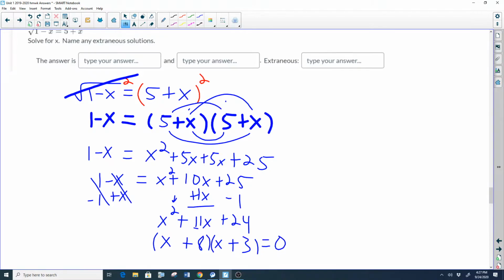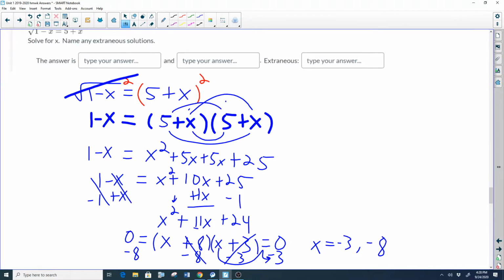Set them both equal to 0. Remember this part. Remember, it's opposite what's inside the parentheses. So not a positive 8 and a positive 3, but rather x equals negative 3, right? So we get x equals a negative 3 as well as the negative 8 when you subtract it to the other side.